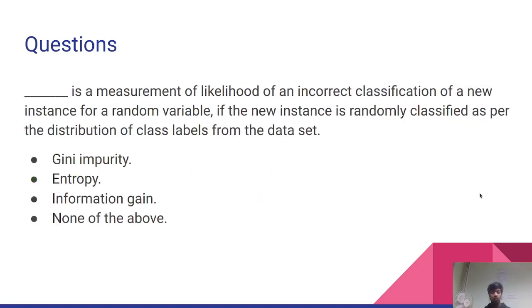So moving on to the next question, we have 4 options and we have to find the likelihood of incorrect classification of a random variable, and which could be the option. So Gini impurity, entropy, information gain, and none of them.